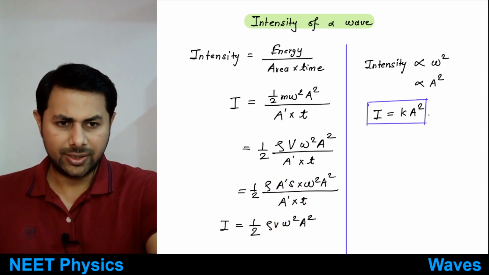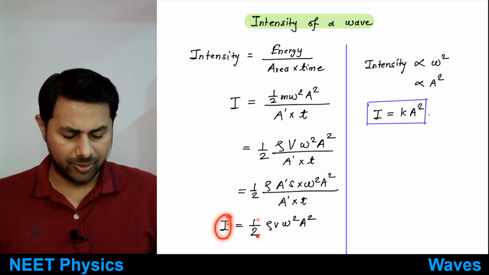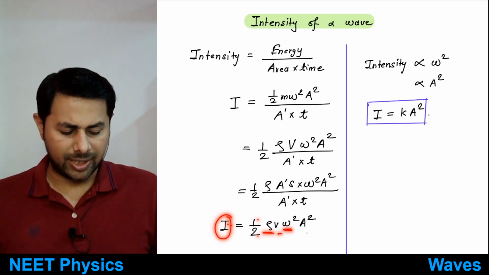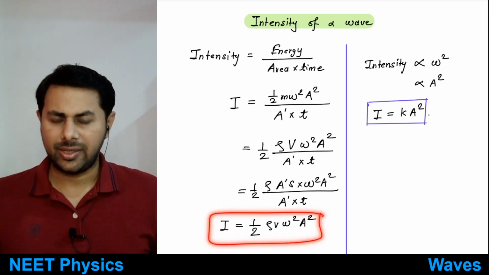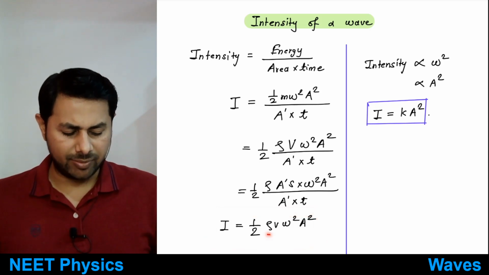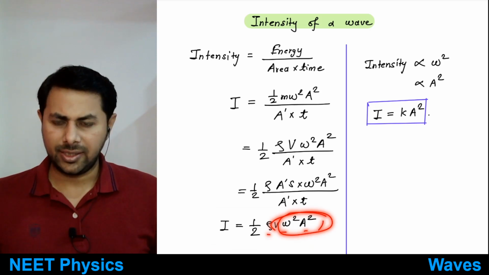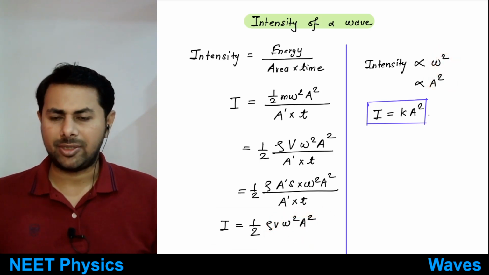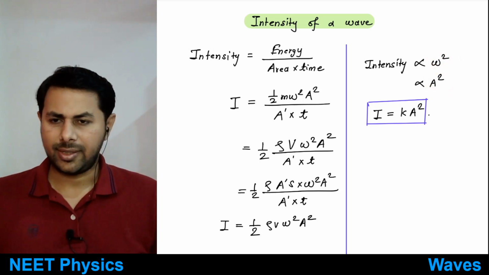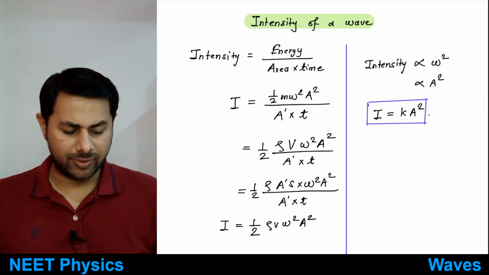Then what do you get is the intensity of the wave is half of rho times v into omega square a square. Okay, the intensity of wave is half of rho times v multiplied by omega square a square, and here an important thing is it's directly proportional to omega square, it is directly proportional to amplitude square, right? The intensity is directly proportional to omega square, directly proportional to amplitude square.